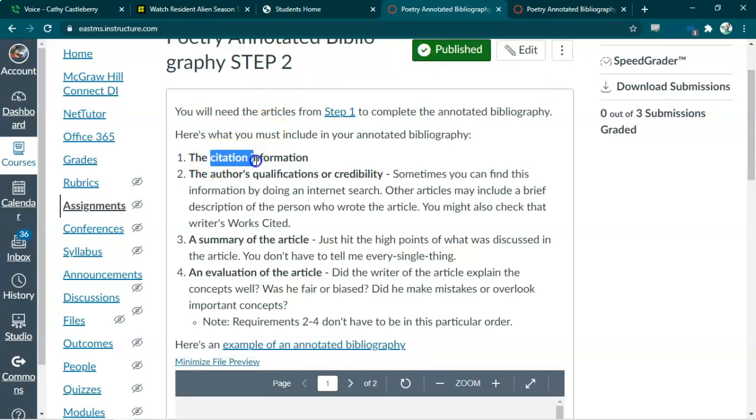You need your citation information. That's those things that I told you whenever you were pulling the articles. I said, click that yellow piece of paper, grab that citation information, and copy paste it somewhere. Put it in a Word document, send it to yourself in an email, whatever it is. So you've got this information somewhere.